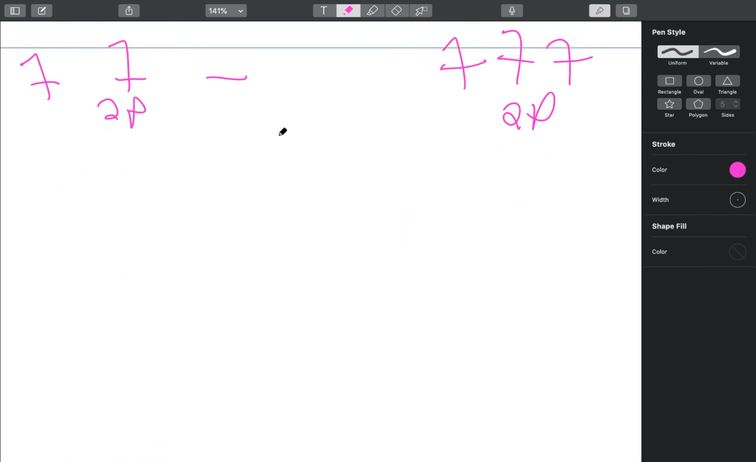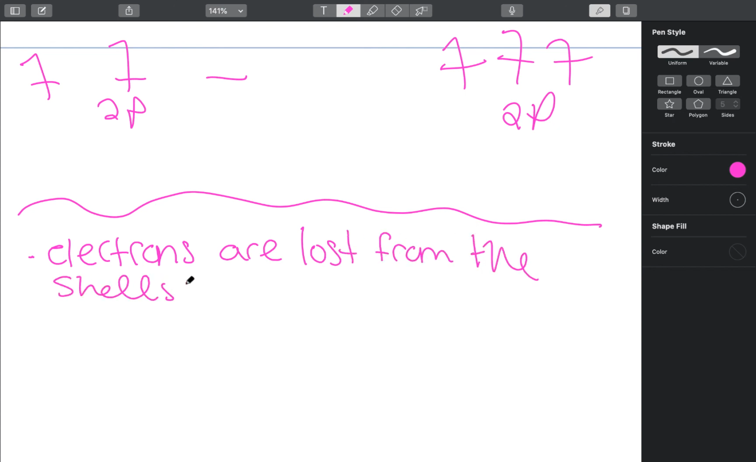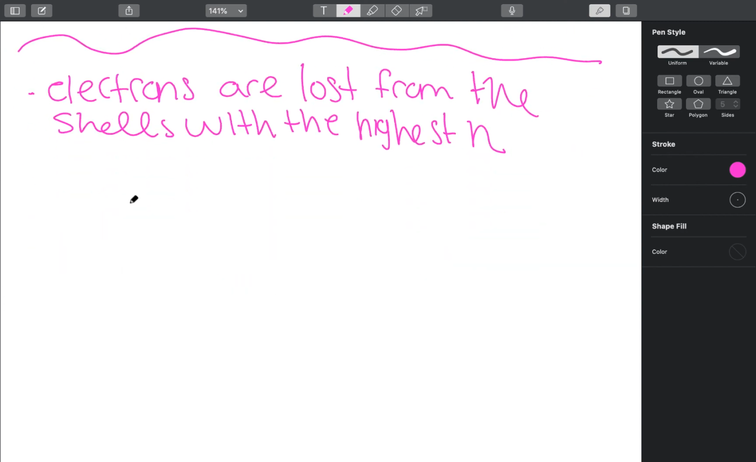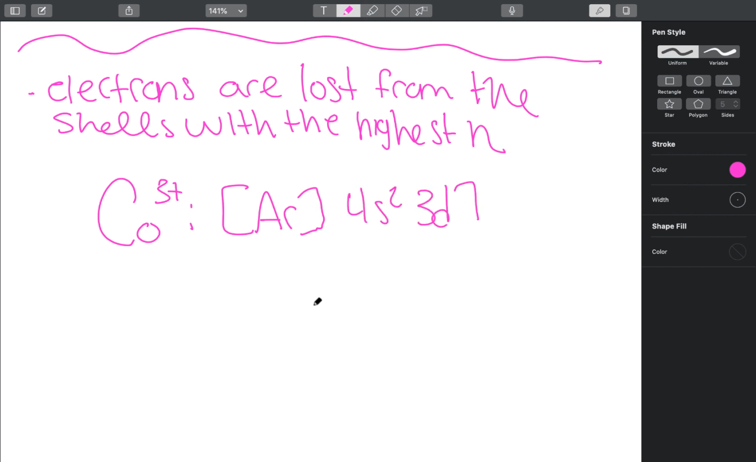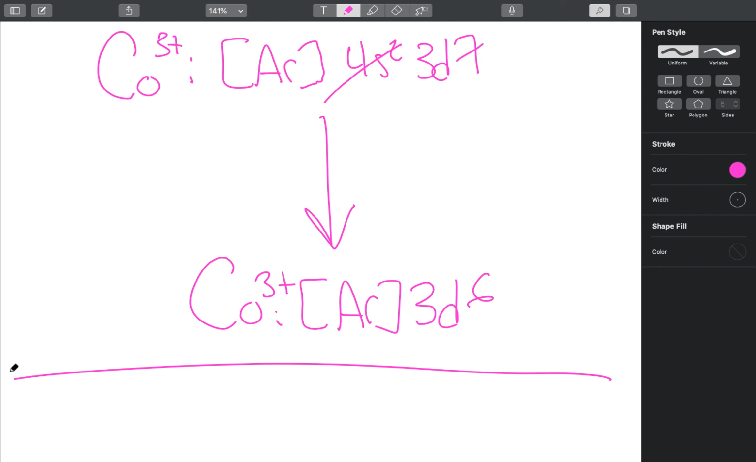The last topic that I want to talk about today is writing electron configurations for ions. The rule for ions is that electrons are always lost from the shells with the highest principal quantum number. So for example, let's use cobalt 3+. Cobalt has the electron configuration of argon 4s2 3d7. So 3+ means we lose 3 electrons. Using this rule, we take out the 2 electrons in the 4s subshell and then 1 from the 3d. And this would give us the electron configuration of argon 3d6. And that is it for the material for today.